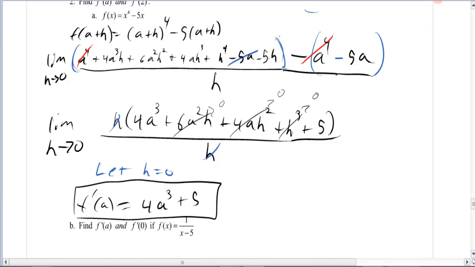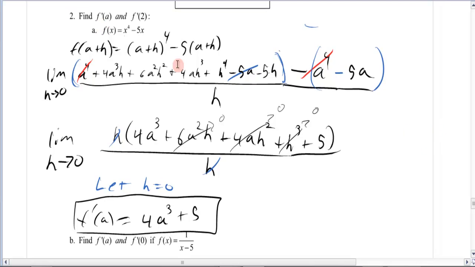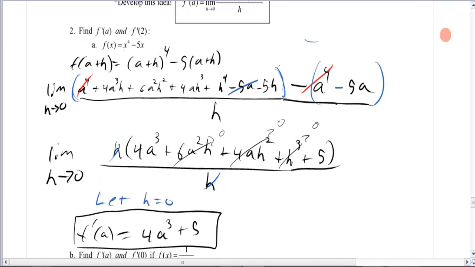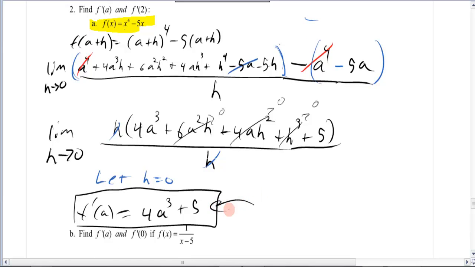Okay, so I wanted to just finish up this problem that we didn't quite get to finish in class. What we were doing, we found the derivative of the function f of x equals x to the fourth minus 5x, right? And we ended up finding that that derivative was just 4a cubed plus 5. But I didn't get to finish the punchline.